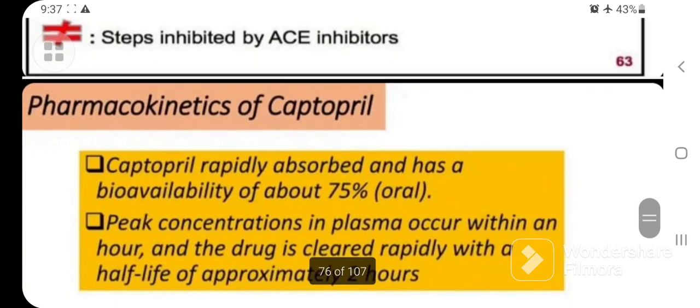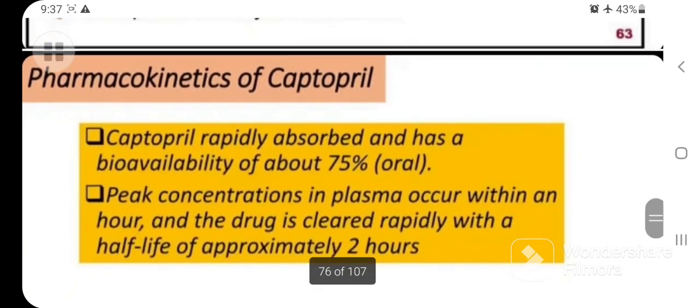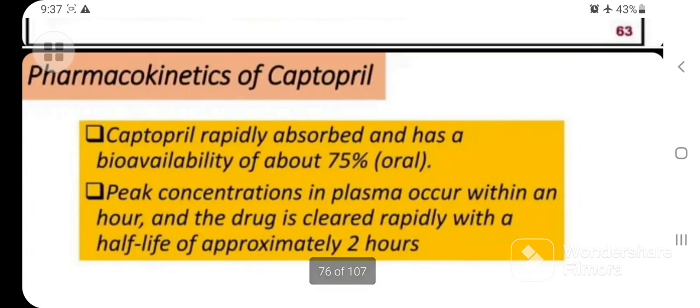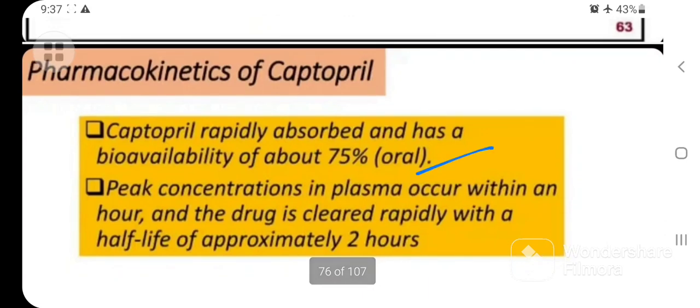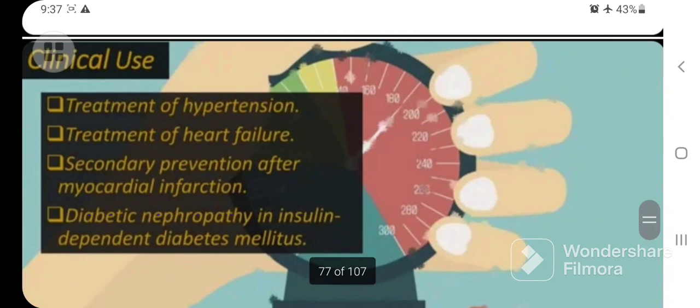Next one is the pharmacokinetics of captopril. Captopril gets rapidly absorbed and has a bioavailability of 75% orally. Peak concentration in plasma is 2 hours after, and the half-life of the drug is 2 hours. Then clinical use: treatment of hypertension, treatment of heart failure, secondary prevention after myocardial infarction, then diabetic neuropathy, and insulin dependent diabetes mellitus, we are giving this one.